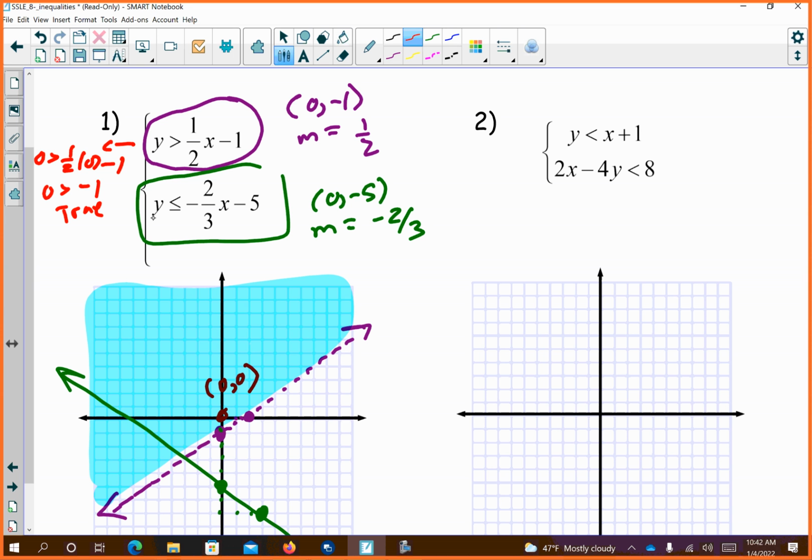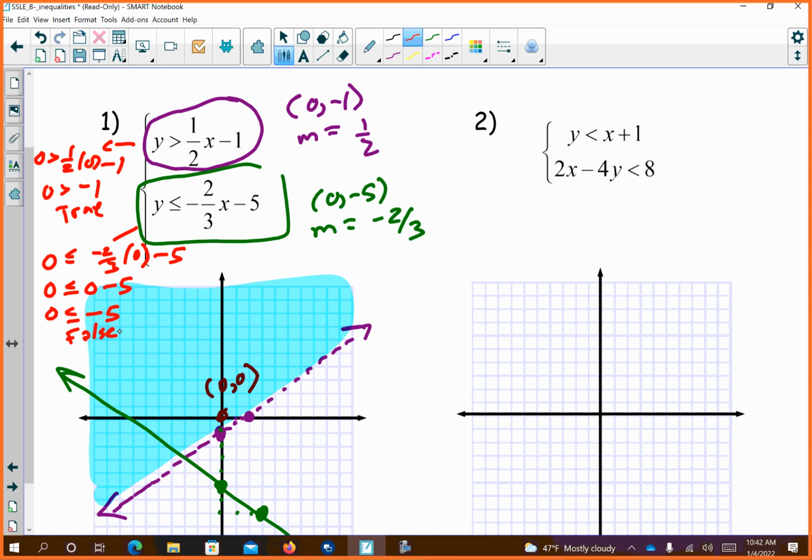Let's take 0, 0, plug it in the bottom one. 0 is less than or equal to -2/3 times 0 minus 5. What's -2/3 times 0? What's 0 minus 5? Is 0 less than -5? Does everyone feel comfortable that this is false?